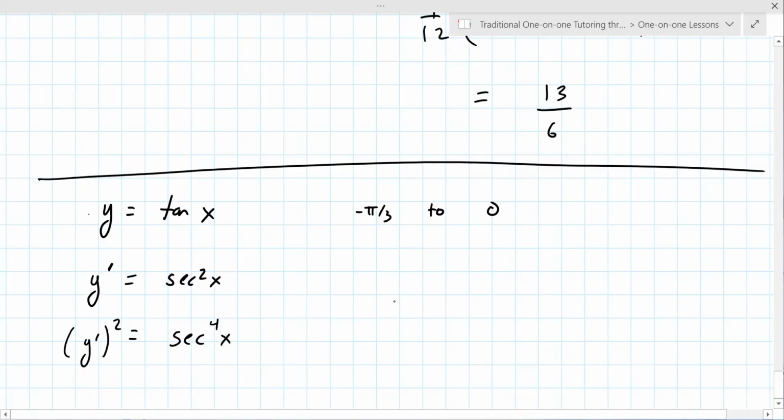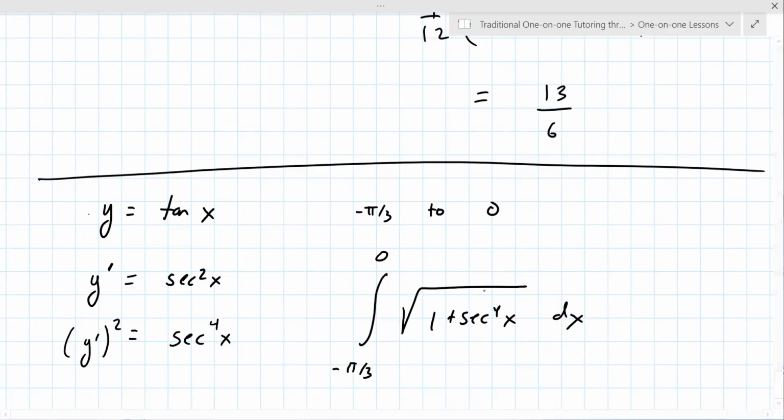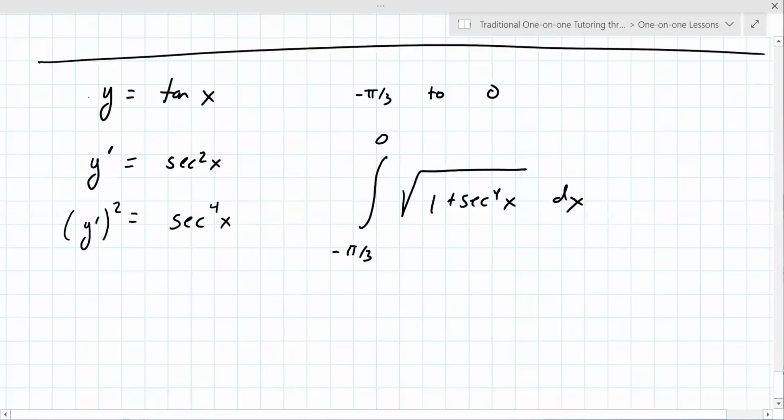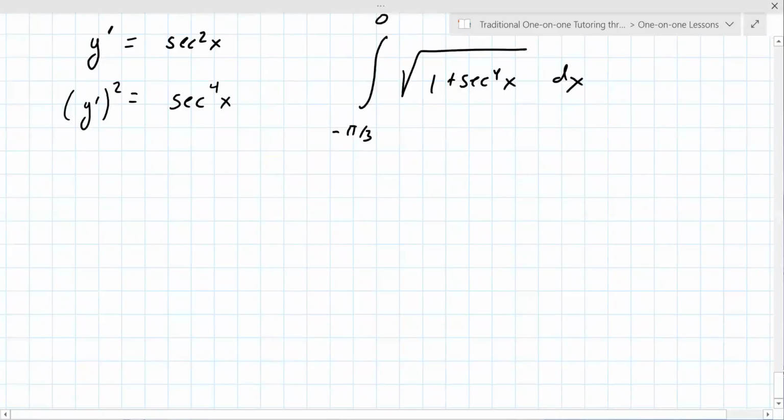This one doesn't work. Sorry, I messed up. So this ends up being the integral from minus pi over 3 to 0, square root 1 plus secant to the 4th x dx. And I was trying to find something that would work out nicely. This one does not. All right, so let me give you one that actually does, I think. Gosh, it's like they almost have to be all of the same type to work out nicely. We do these. So.